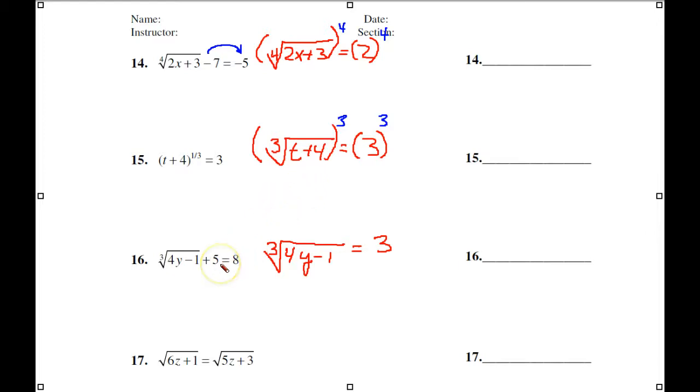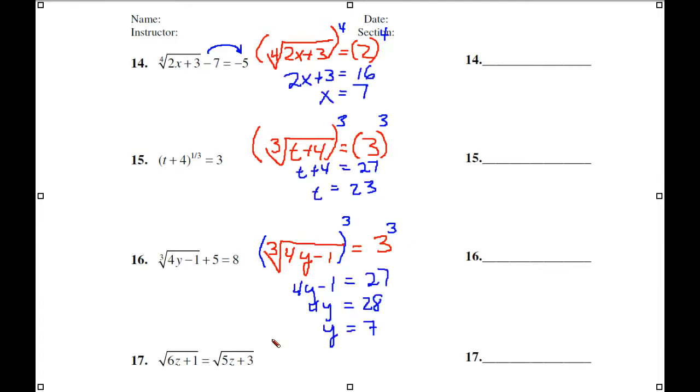And then here I'm going to subtract 5 from both sides, and then raise this to the third power and this to the third power. I hesitate a little bit to work these out, but I said, well, why not? So raising this to the fourth power, it just becomes the radicand. This becomes 16. I subtract 3, get 14. I divide by 2, I get 7. This becomes the radicand. This becomes 27. I subtract 4.